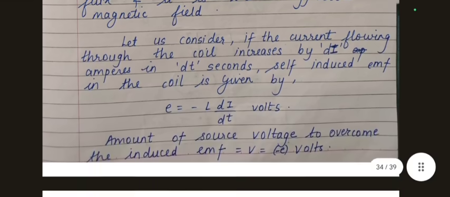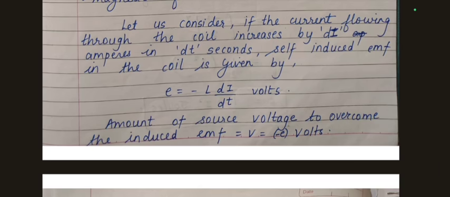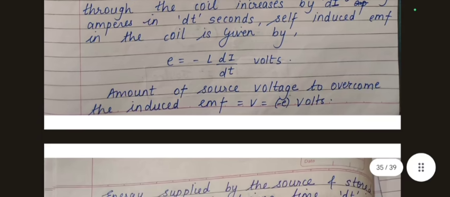So how can we derive it? Let us consider that the current flowing through the coil increases by di amperes in dt seconds. The self-induced EMF in the coil is given by this formula, which is the starting of the derivation: E is equal to minus L di by dt volt. Remember this formula. Then you have to substitute, see what I am saying, the amount of source voltage to overcome the induced EMF, that is the source voltage.